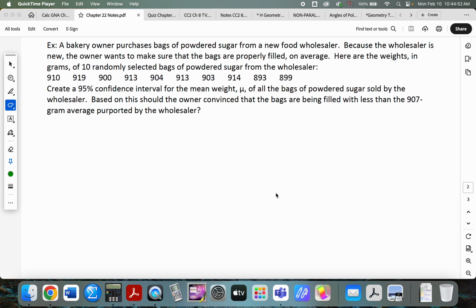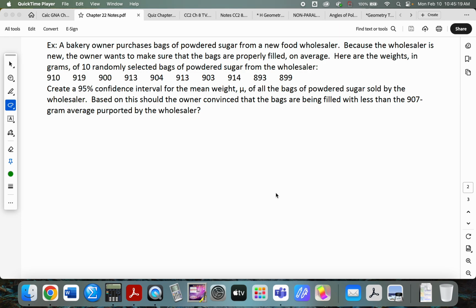So let's take a look at this one, and we'll save page 3 for tomorrow. A bakery owner purchases bags of powdered sugar from a new food wholesaler. Because the wholesaler is new, the owner wants to make sure that the bags are properly filled on average. Here are the weights in grams of 10 randomly selected bags of powdered sugar from the wholesaler.